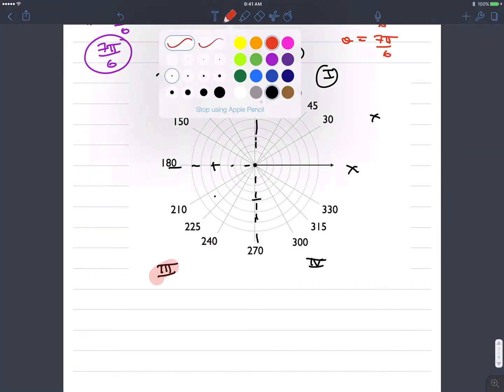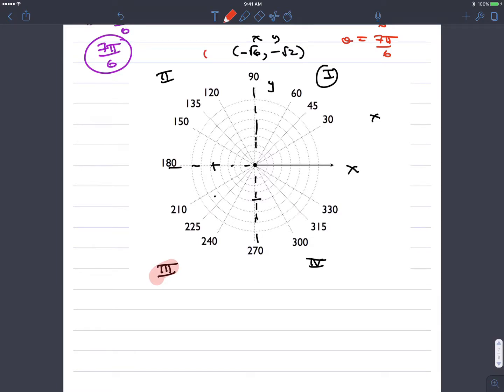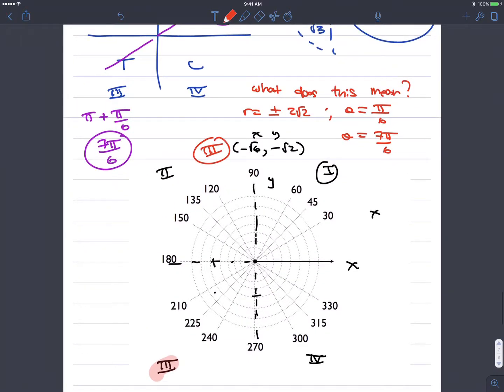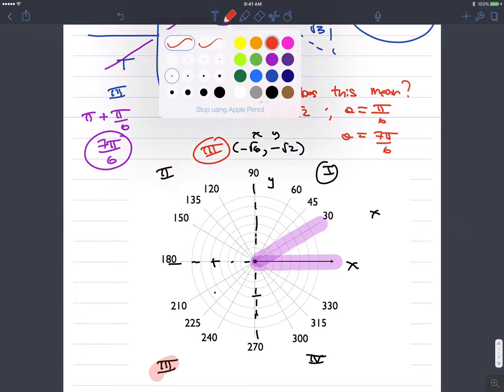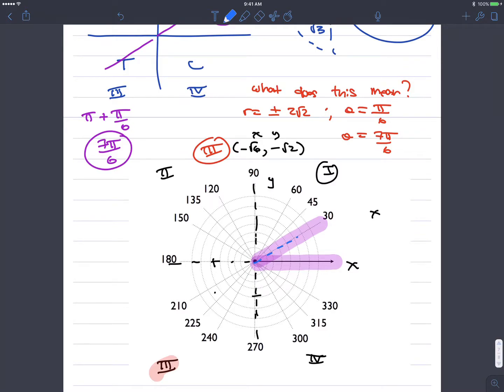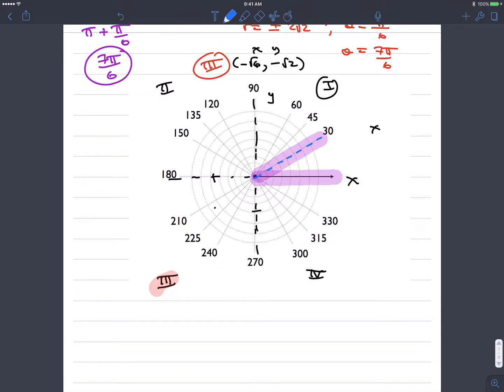Is that true? So I'm going to say to myself, I know this point is in quadrant 3. Can I come up with an r theta that's consistent with quadrant 3? You know what I'm going to use? I'm going to use my pi over 6. Take the polar axis, rotate it 30 degrees, pi over 6. Okay, you guys with me on this? So every angle in this purple region has a radius value that's positive. So far, so good?